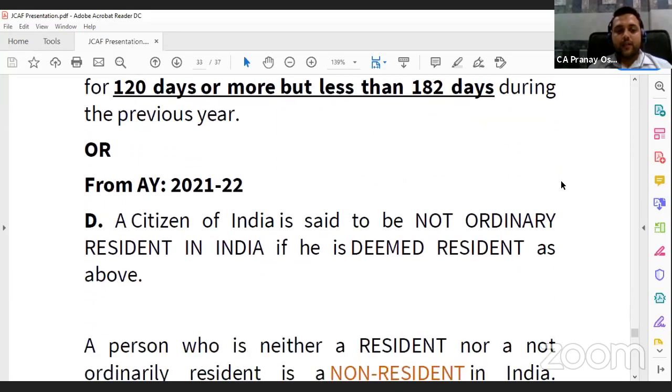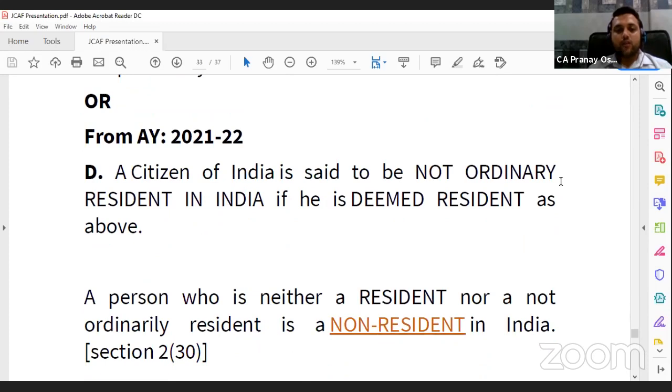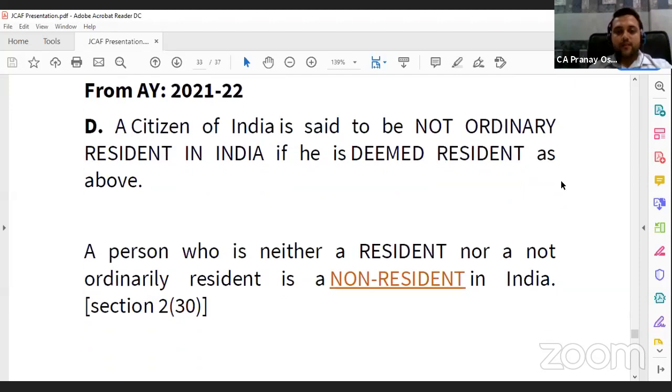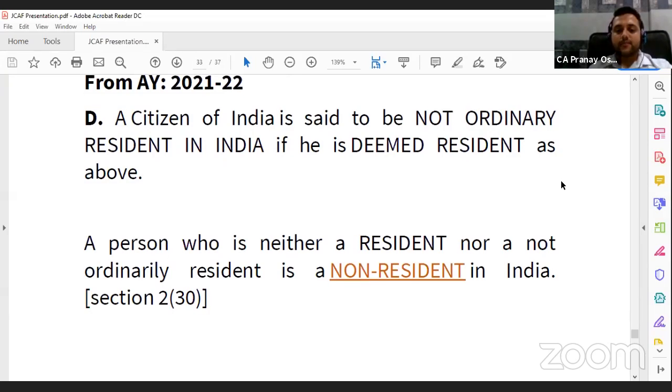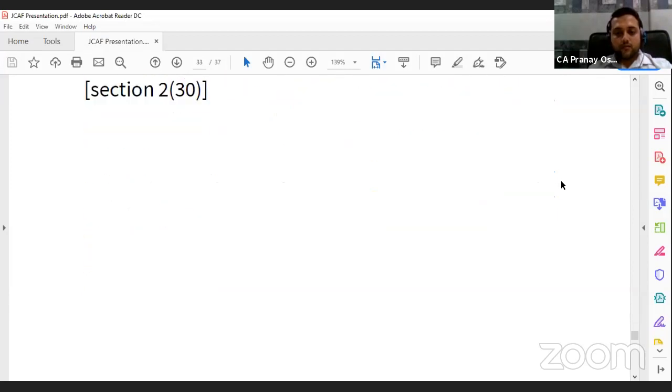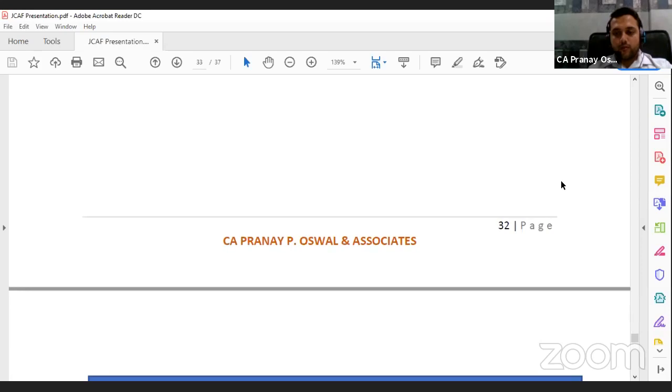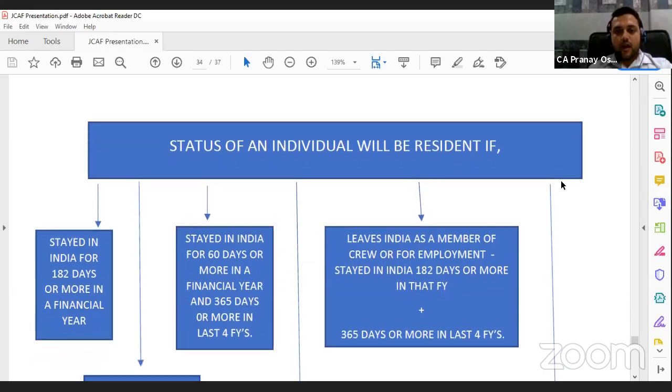From AY 21-22, a citizen of India is said to be not ordinary resident in India if he is deemed resident as above. A person who is neither a resident nor an ordinary resident, as also stated above, if he does not satisfy condition A or B, he directly becomes a non-resident in India for that particular financial year. So here is the flow chart, how the status of an individual will be resident.